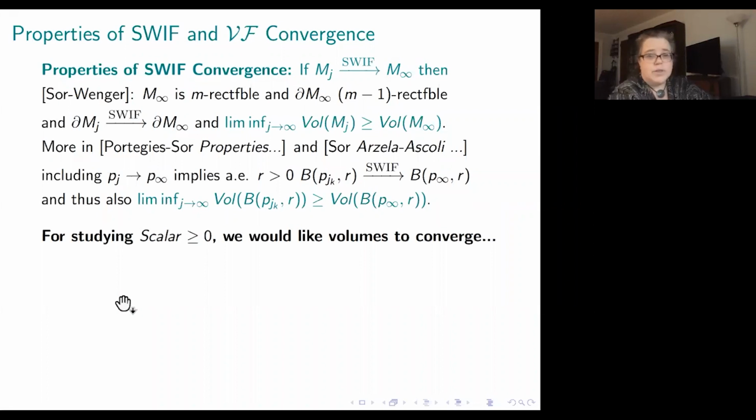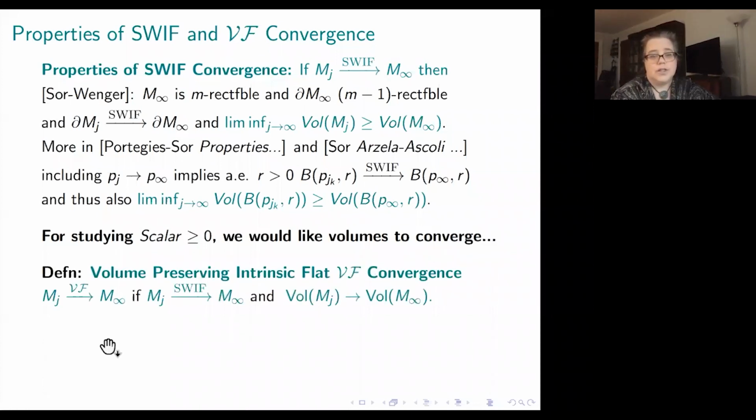And for scalar curvature equal to zero, we would really like volumes to converge. It seems that that's a very useful property to have. And we see here that we only have semi-continuity of volume. And that's why we've introduced the volume-preserving intrinsic flat convergence. So we say it converges in the volume-preserving intrinsic flat sense if it converges in the intrinsic flat sense and the total volume converges to the total volume of the limit, or the total mass of the limit.